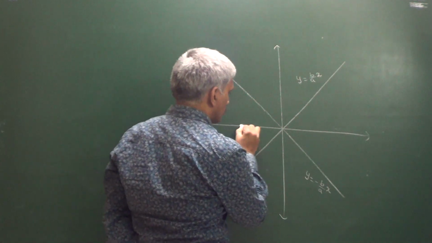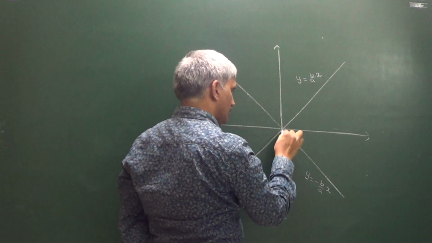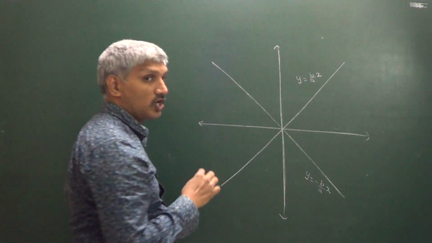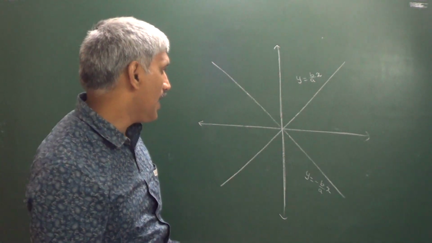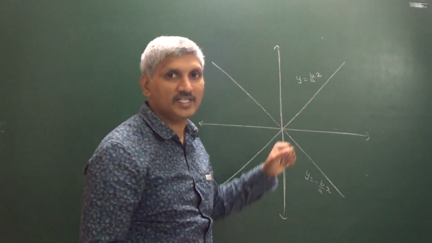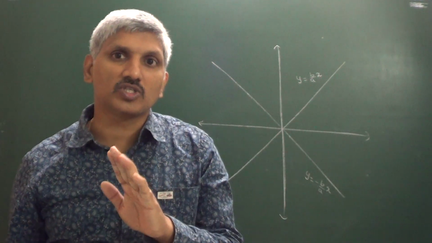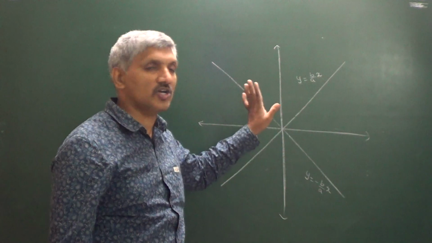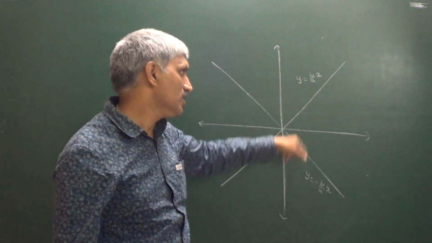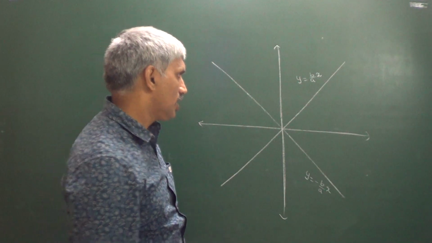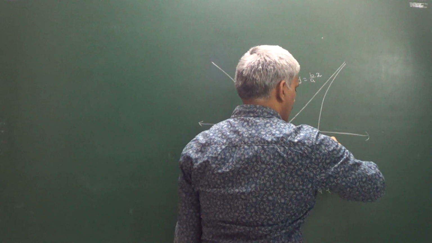This is the transverse axis and this is the conjugate axis. The angle bisectors between the asymptotes are the transverse axis and the conjugate axis respectively. These two are the angle bisectors between the asymptotes. Now here we have a hyperbola equation. This is the hyperbola here.